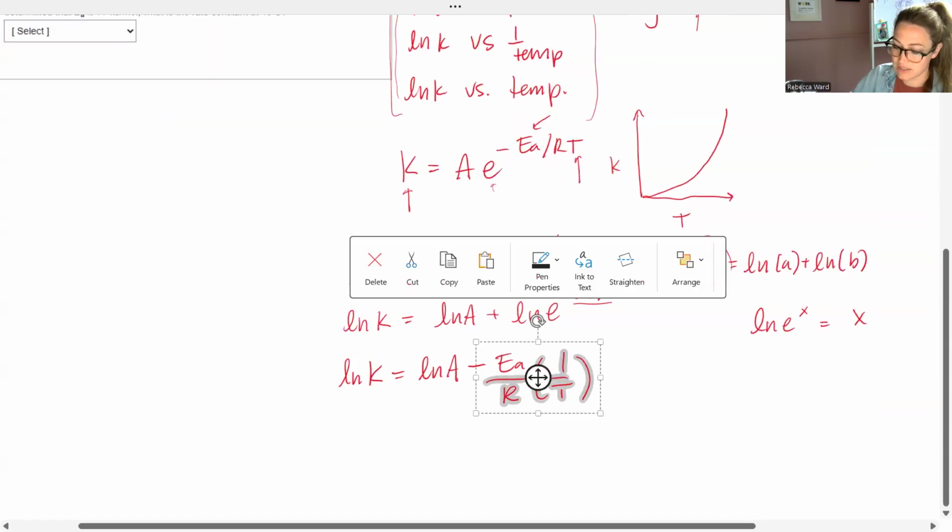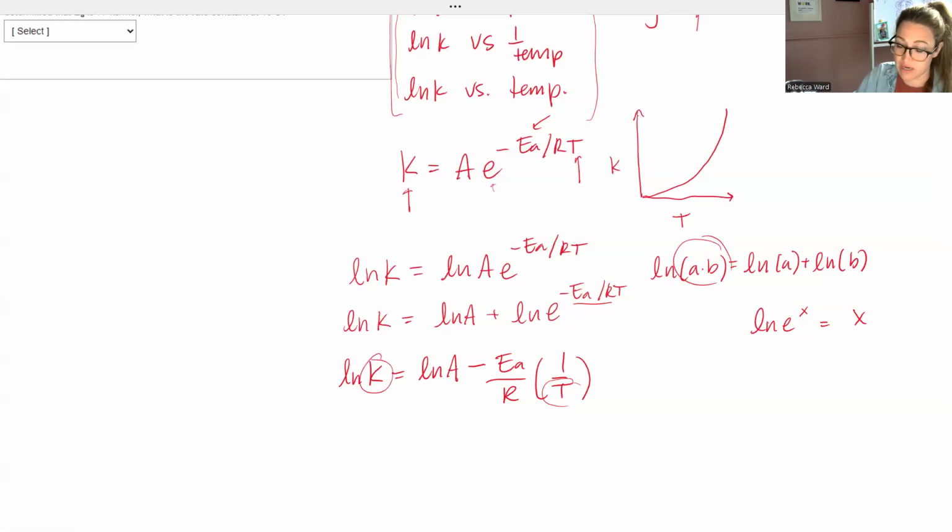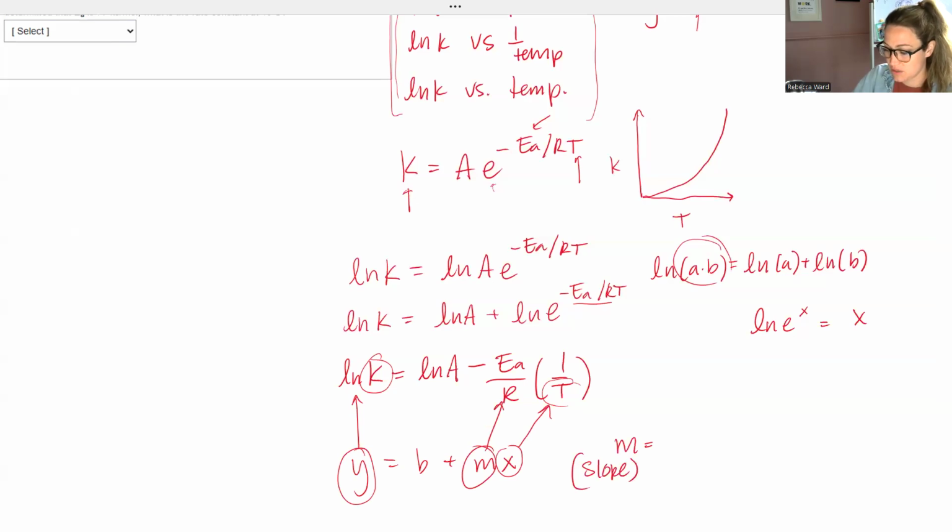The reason I wrote it like this is because this is the variable we've been changing, and this is the variable we've been monitoring. So again, if we can be clever and say, hey, if I plot the natural log of K as my y as a function of 1 over temperature, I will have a linear graph, and my slope, m, equals negative Ea over R. So if I find the slope of this graph, I'm one step away from determining the activation energy.